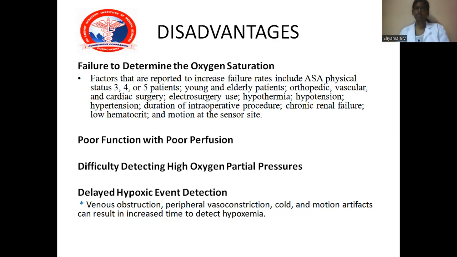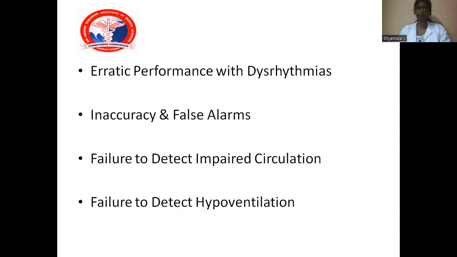The other disadvantage is poor function with poor peripheral perfusion, and difficulty in detecting high oxygen partial pressures. It also has difficulty in detecting delayed hypoxic events. Conditions like venous obstruction, peripheral vasoconstriction, cold, and other motion artifacts can result in increased time to detect hypoxemia. Erratic performance is seen with dysrhythmias, inaccuracies and false alarms can occur, and there is failure to detect impaired circulation and failure to detect hypoventilation.